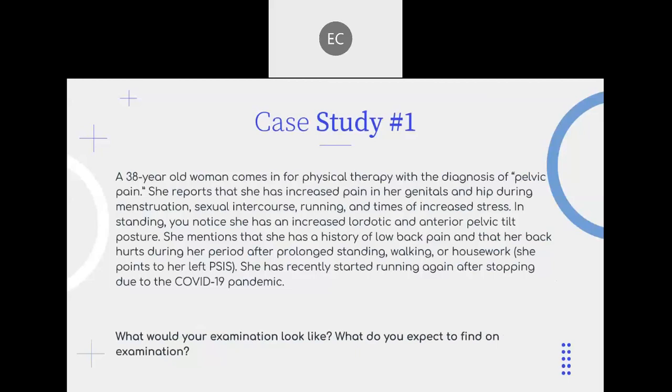Okay, second question is, what might your examination look like? And then part 2 would be, what might you expect to find on examination? And we can kind of split this up with either lumbopelvic or pelvic floor. So maybe what are some things you would look at? Range of motion of the back and the hips. Range of motion of the back and the hips, good. An SIJ cluster. SIJ cluster, good. Strength of the hip musculature and possibly the core musculature. Strength of the hip and core musculature, good.